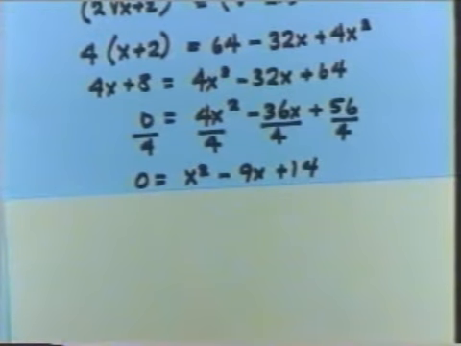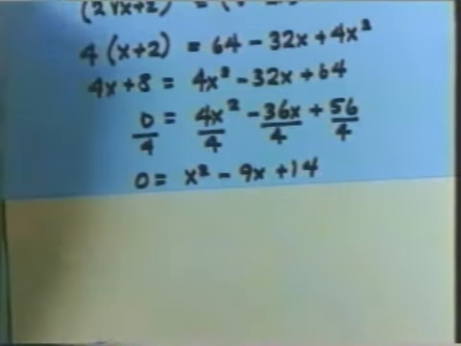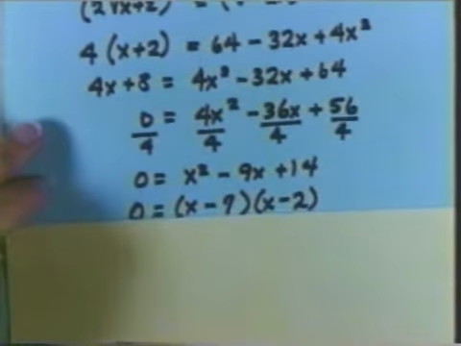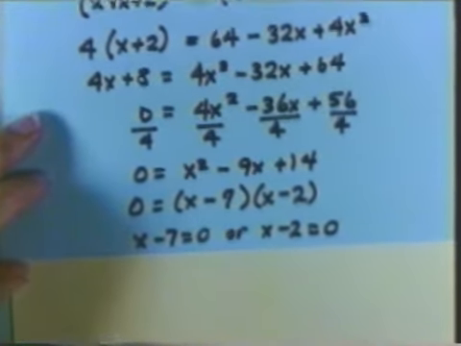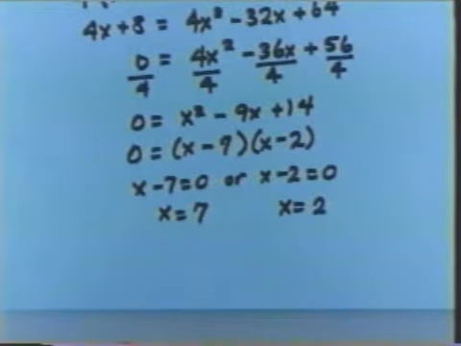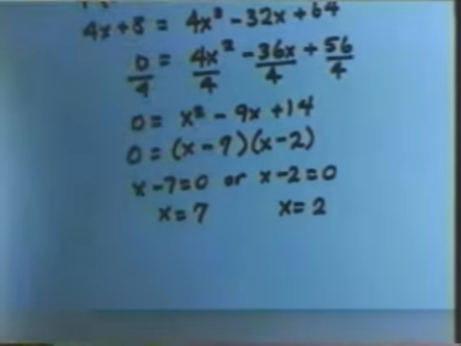Now we have a rather simple quadratic equation which does factor nicely into x minus 7 times x minus 2. This gives us either x minus 7 equals 0 or x minus 2 equals 0, which gives us x is 7 or x is 2. Now that we've solved that long problem, we must check the answers. 7 and 2 are our possibilities. We need to find out whether either or both will work.